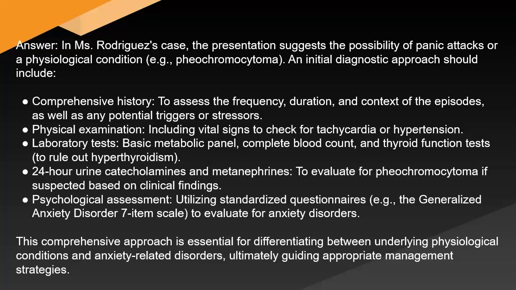An initial diagnostic approach should include a comprehensive history to assess the frequency, duration, and context of the episodes, as well as any potential triggers or stressors. Physical examination, including vital signs to check for tachycardia or hypertension. Laboratory tests: basic metabolic panel, complete blood count, and thyroid function tests to rule out hyperthyroidism. 24-hour urine catecholamines and metanephrines to evaluate for pheochromocytoma if suspected based on clinical findings. Psychological assessment, utilizing standardized questionnaires, e.g., the Generalized Anxiety Disorder 7-item scale to evaluate for anxiety disorders. This comprehensive approach is essential for differentiating between underlying physiological conditions and anxiety-related disorders, ultimately guiding appropriate management strategies.